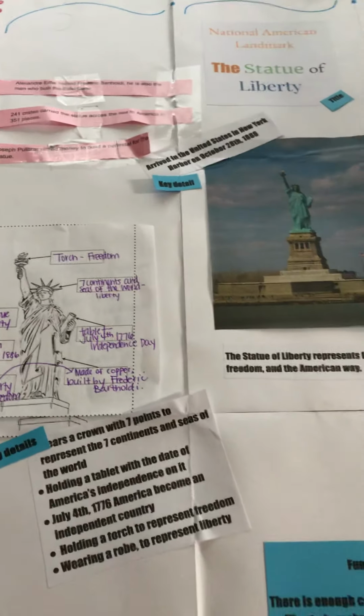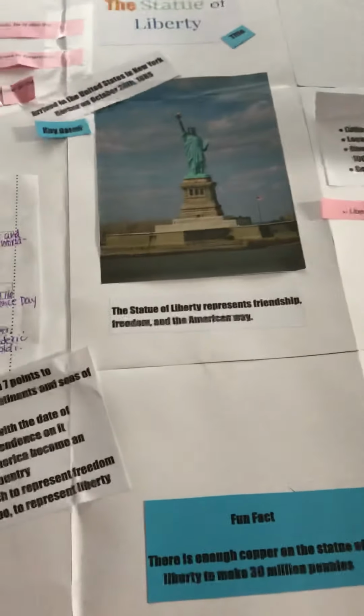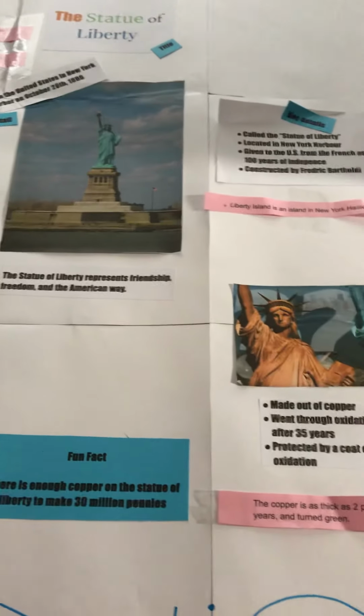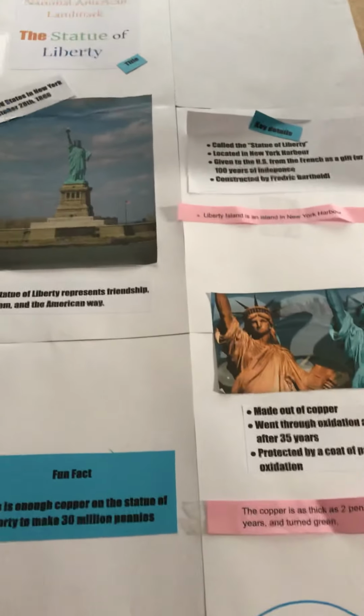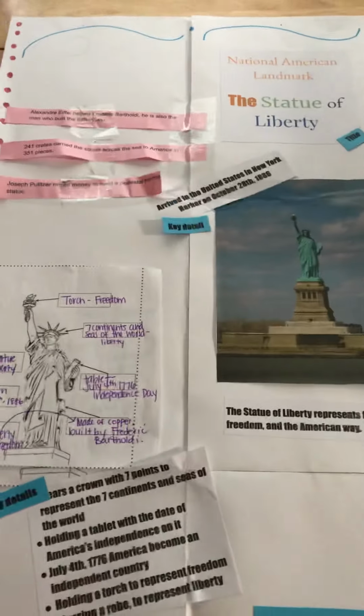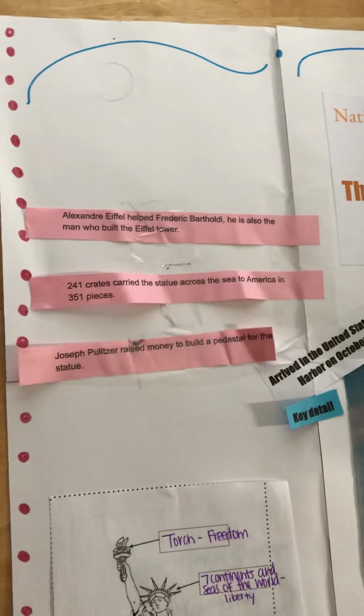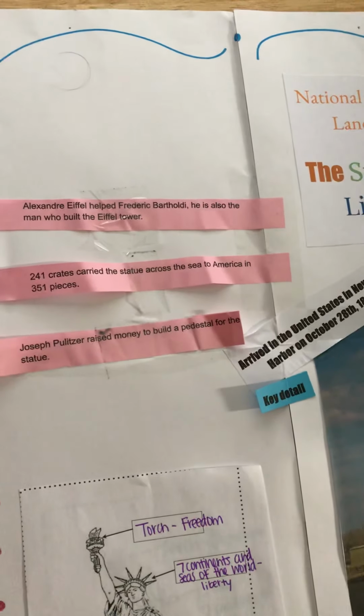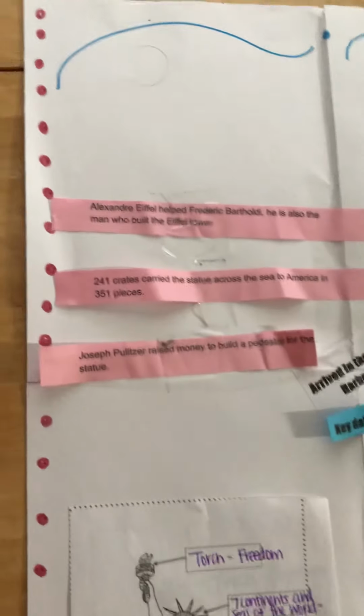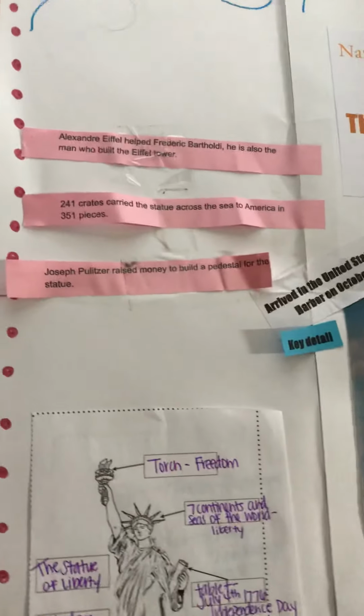Okay, and then I've got my information from lesson 4 kind of sporadically placed all over the board, kind of where they land. So each of these small pink pieces, snippets of information, come from the poem that we annotated on lesson 4. So I've just taken those pieces of information and added them into my poster. So for example, right here I've got Alexander Eiffel helped Frederick Bartholdi. He's also the man who built the Eiffel Tower. So I've just got that piece of information because I felt that that was important.